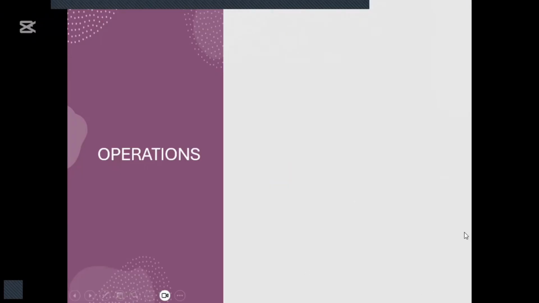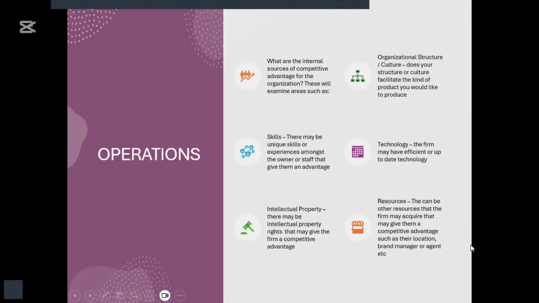The third area is operations. And with operations, as I mentioned before, we are looking at what are the internal sources of competitive advantage for your organization. So basically, what within the operations of your business, what within the day-to-day running of the business, can give you a push ahead of your competitors? And in this case, there are some areas that we can look at.